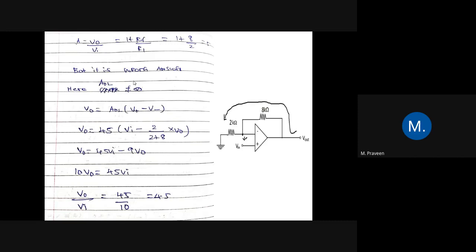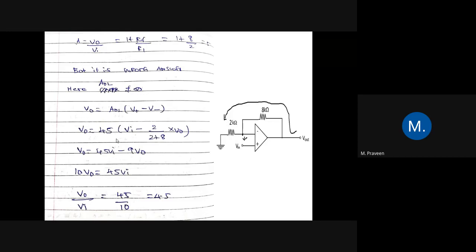So now what we have to do is, here we have a nodal point. This nodal point voltage is V minus. Why is it V minus? Because it is the inverting terminal, therefore V minus, and here V plus is V in. So now we can write the output V naught. Output V naught is nothing but the difference of V plus and V minus into the open loop gain. That is the general formula. Therefore V naught is equal to the open loop gain, that is A OL, into V plus minus V minus. Okay. So now the open loop gain is given, which is 45.